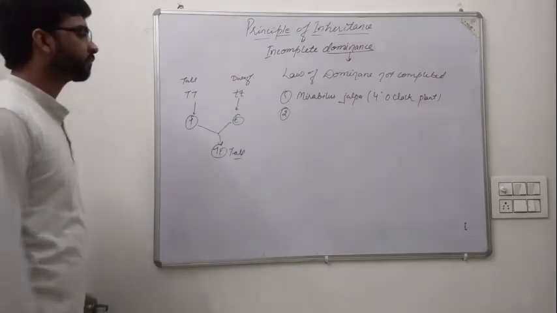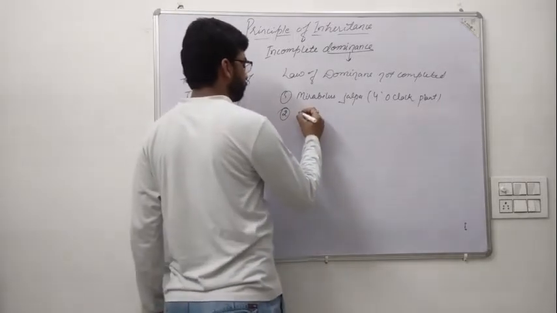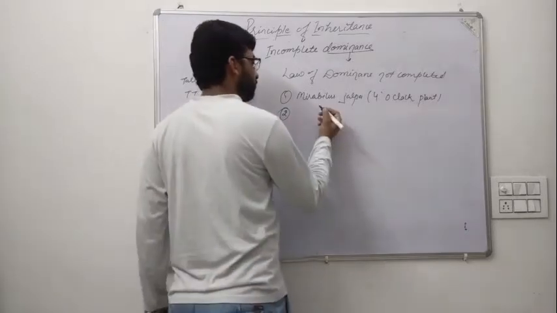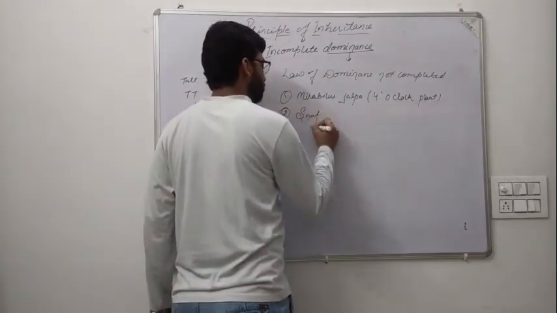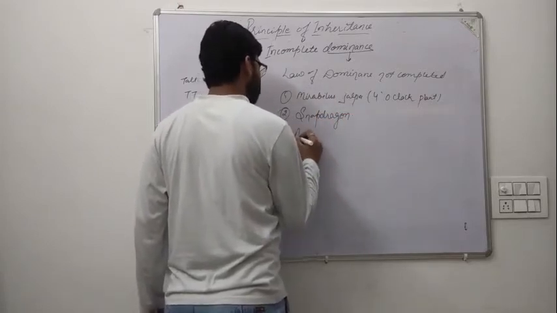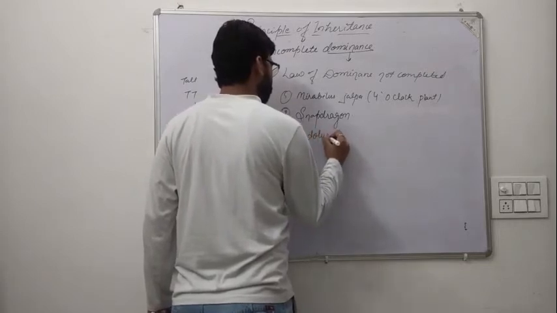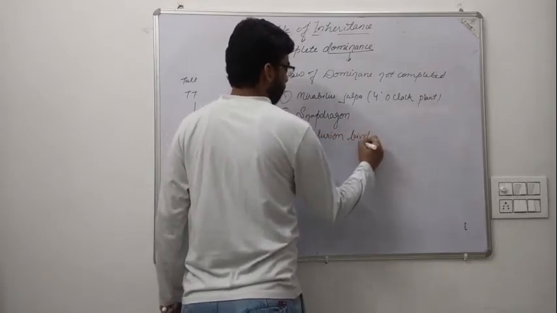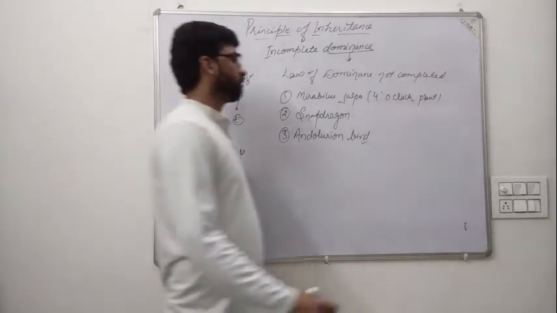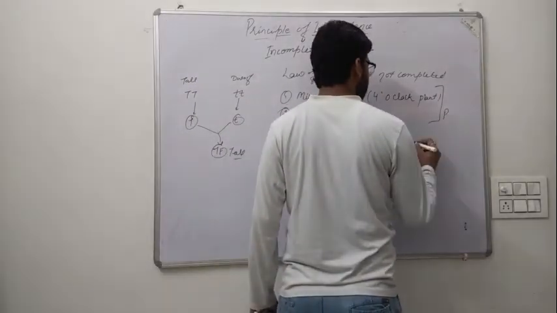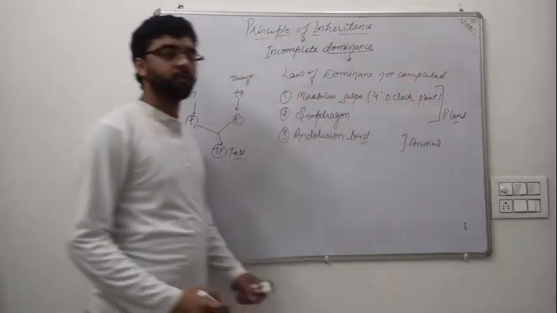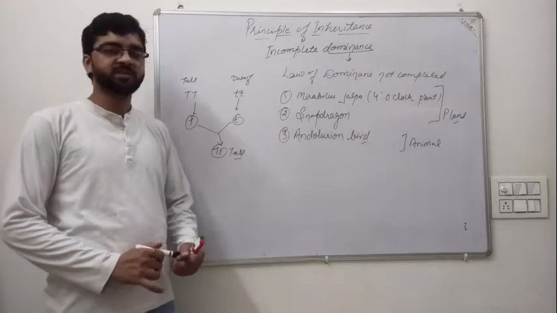Second is snapdragon. Third is the Andalusian fowl. They are the three examples. We will go through these three examples. Two are plants and this one is an animal. So we will go through these with a detailed study and examples.